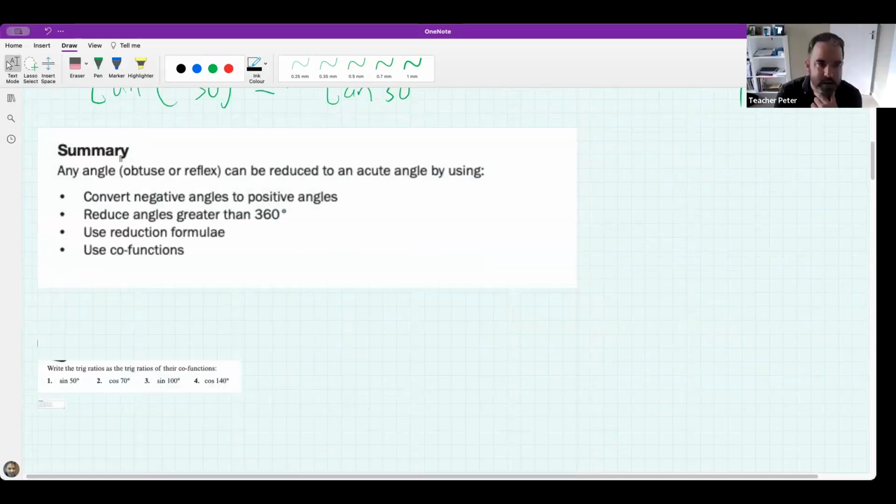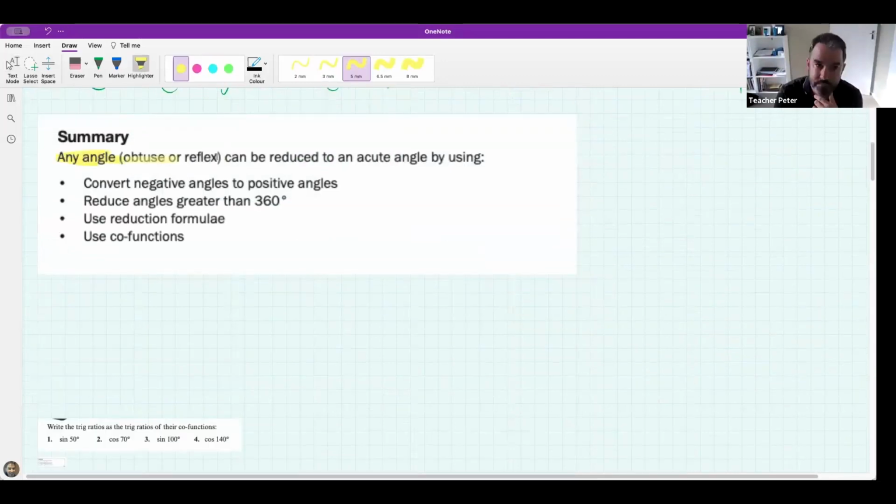It says, any angle, obtuse or reflex, can be reduced to an acute angle using the following. Acute just means less than 90. So what you need to be able to do is convert negative angles to positive angles, which is what I was just showing you there. You need to be able to reduce angles greater than 360. And that's what I was showing you now, where you just basically reduce them by taking away multiples of 360. You need to be able to use the reduction formula.